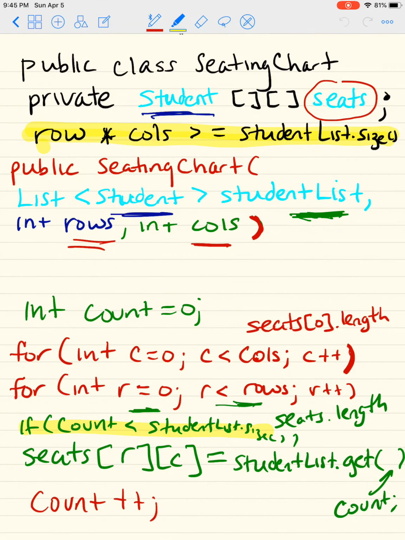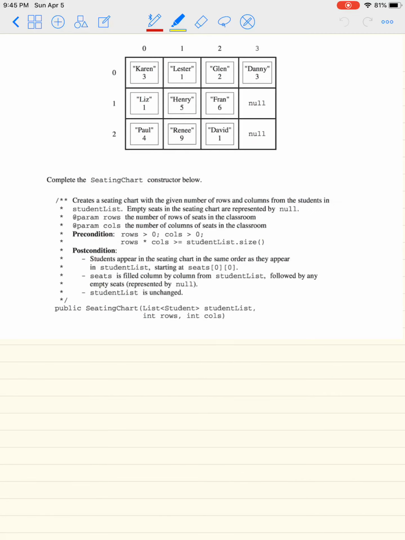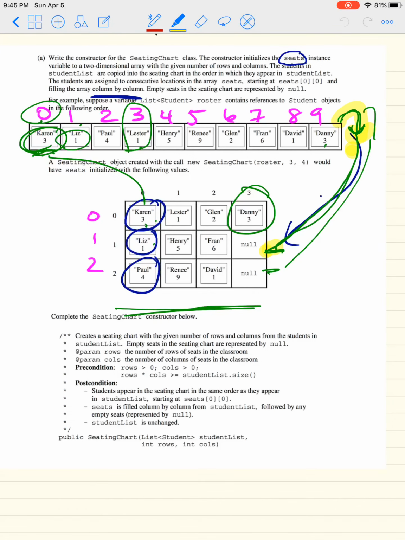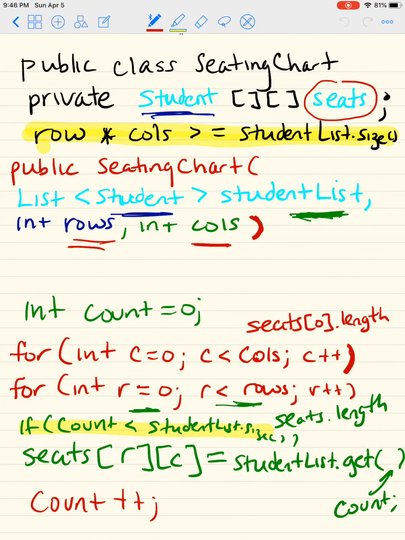Now, there's something really, really important here. You can always check yourself. Let's just make sure we did everything. And I don't think we did, but let's just make sure. Typically in the questions, they tell you what they want. It says, write the constructor for the SeatingChart class. The constructor initializes the seats instance variable to a 2-dimensional array with the given rows and columns. And we never did that here. So we didn't initialize this guy right here.